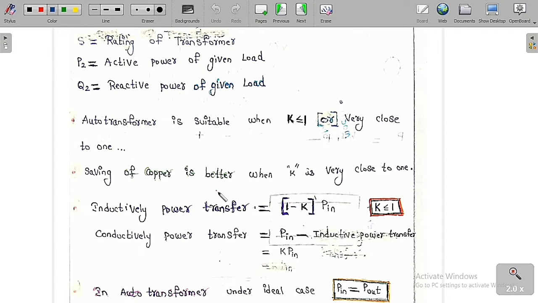So therefore we are going to see the amount of copper. It's a very important point. If you are choosing the same amount of copper weight, then definitely the rating of the auto transformer is always higher when compared to the rating of the two-winding transformer. But if you want to make the same rating, then you have to remove some of the copper winding in the auto transformer. So definitely now you are going to save the amount of copper in the auto transformer when compared to the two-winding transformer. So saving of copper is better when K is very close to 1.